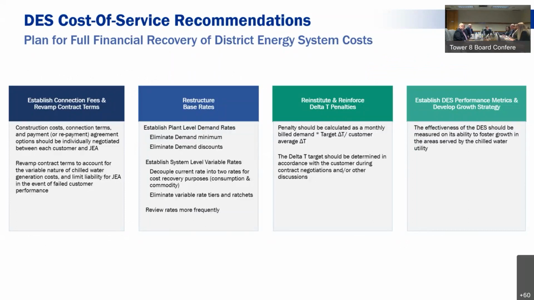Jacobs' recommendations include establishing clear connection fees and contract terms, establishing demand rates based on plant location, variable rates that better reflect the operating costs of the business, penalties that encourage efficient use of the system, and a growth strategy for new customers. And we'll get into each of these in the following slides.